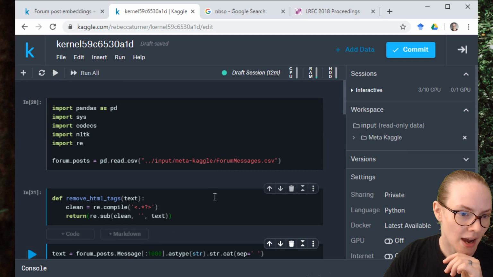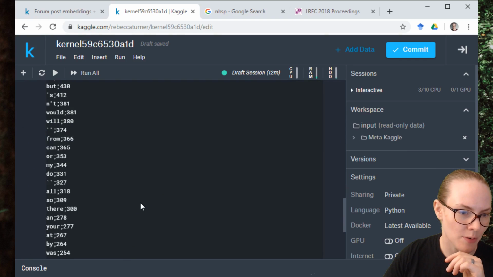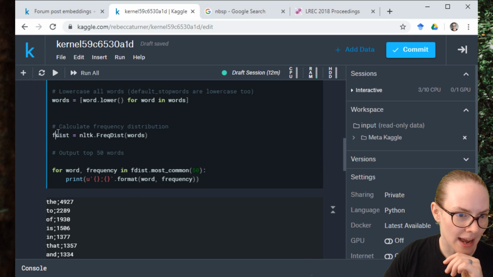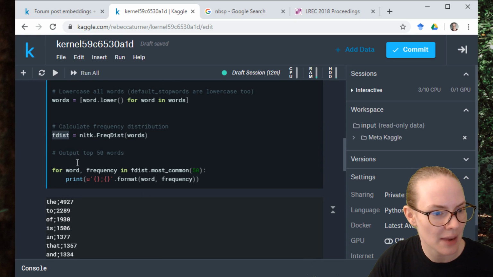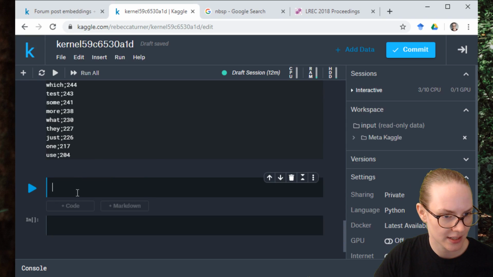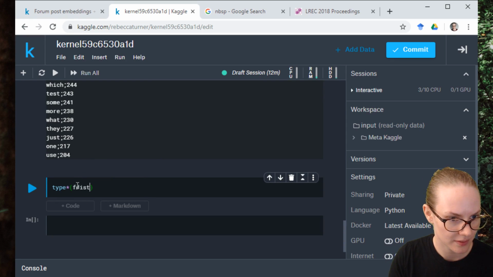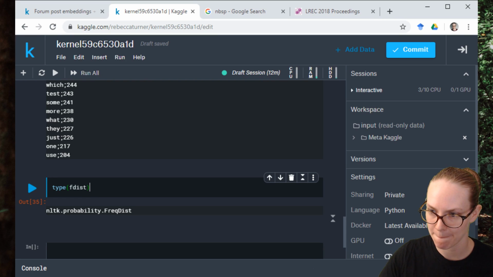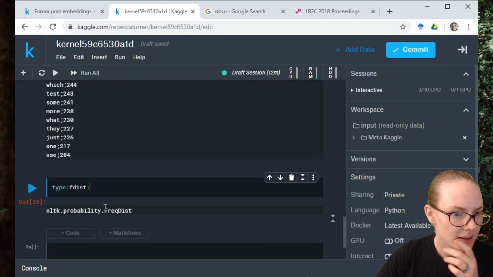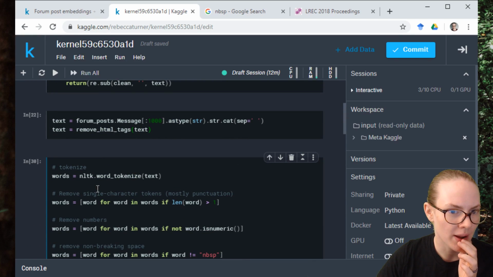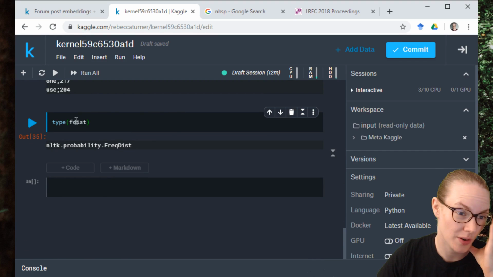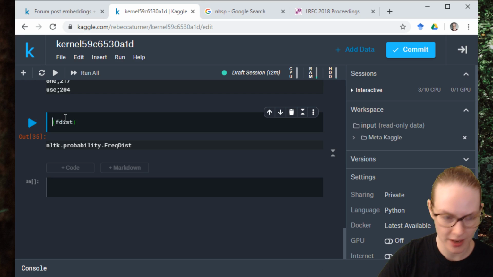And what I'm going to do is I'm going to add a code cell that reads out the type of fdist. Basically, I want to save it. I want to make sure that it will make sense as a CSV. All right. So let's convert it to a string. Will that work?